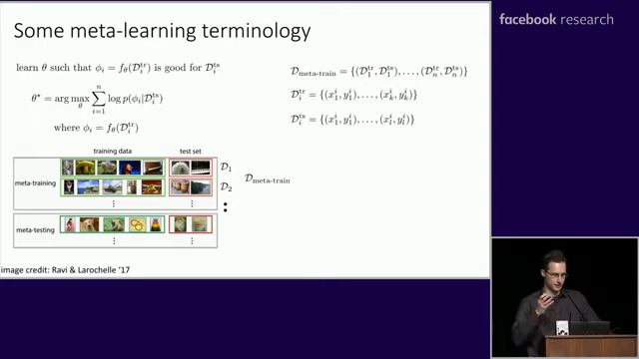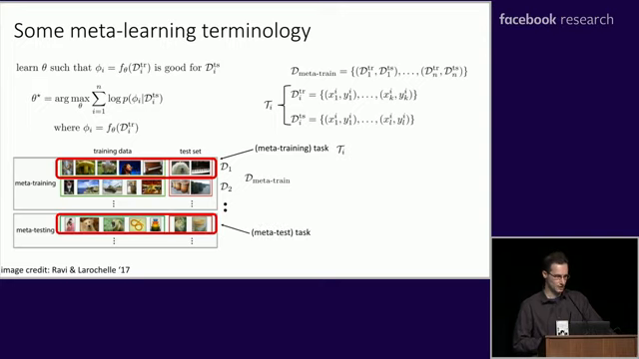The set of data sets is called D-meta-train. That's what we'll refer to it as. These are meta-training tasks. We're going to use T_i to refer to meta-training tasks. So these are all of our T_i. This is our meta-test task.